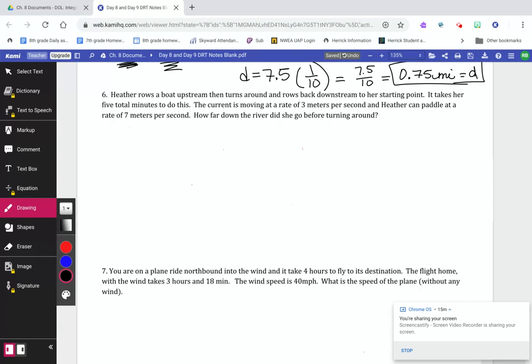Next one, we have Heather rows a boat upstream, then turns around and rows back downstream to her starting point. It takes her a total of 5 minutes to do this. The current is moving at a rate of 3 meters per second, and Heather can paddle at a rate of 7 meters per second. How far down the river did she go before turning around? So for these, I like to do a picture. But first, let's make our chart.